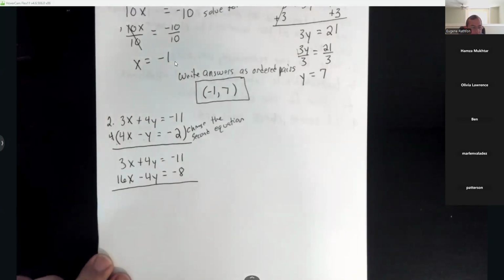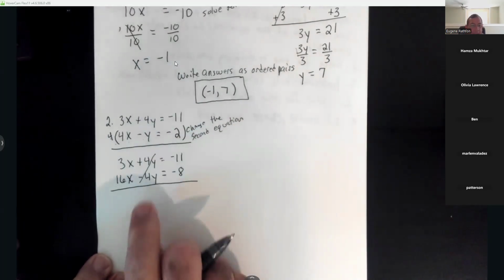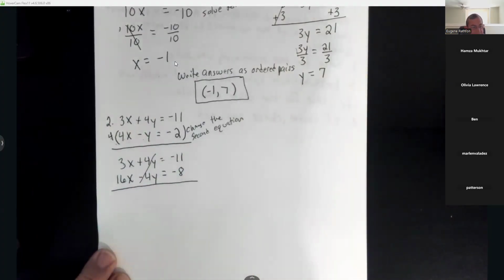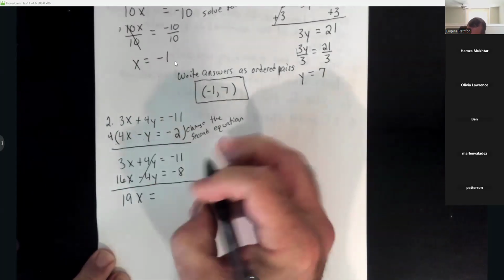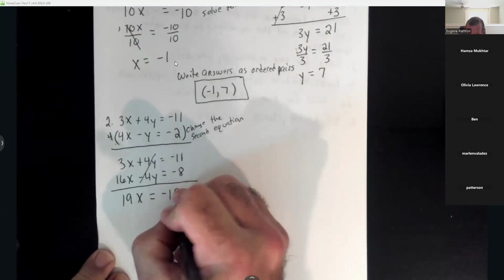Alrighty, y'all. So we wanted this to happen, and look at that. Those 4y and negative 4y, they're going to cancel out. So let's see what we got. 3 and 16 is 19x. That's going to equal negative 11 and negative 8, which is negative 19.